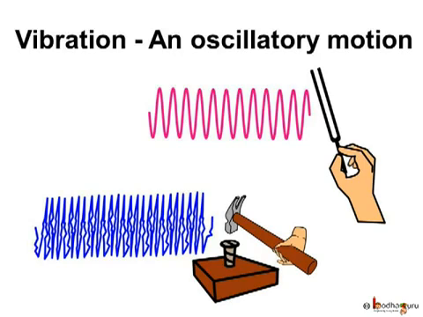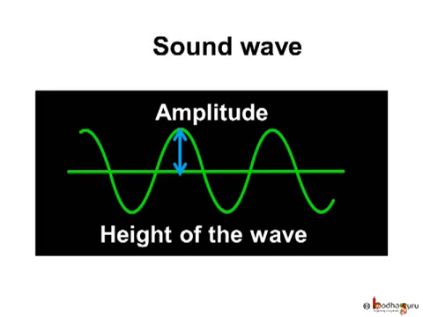In this, vibration repeats itself after a fixed interval of time. So, vibration is an oscillatory motion. Let us represent the sound as a wave form. We can say this is the height of the sound wave. How loud or quiet a sound is depends on the height of the sound waves. This is called the amplitude of vibrations. The amplitude actually tells us how far the vibrating object is displaced from its central position while vibrating.